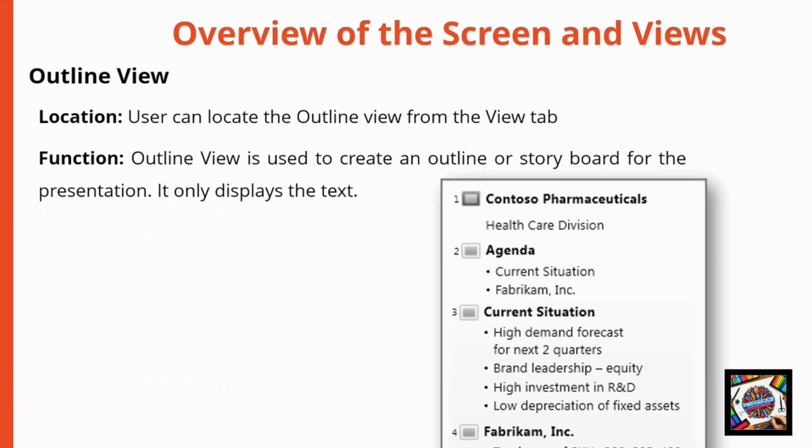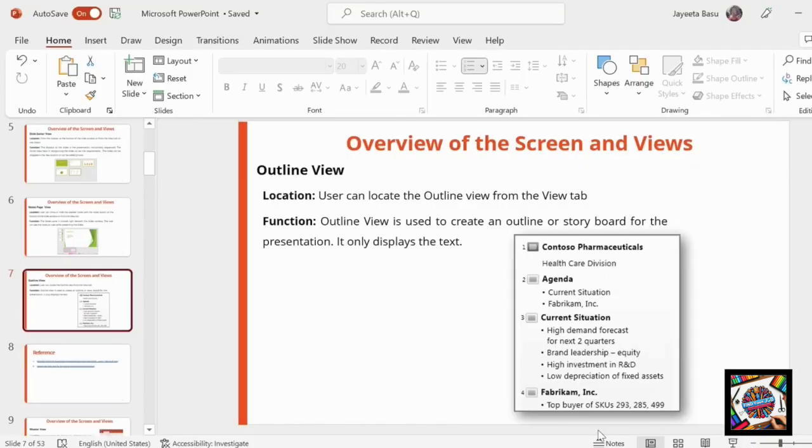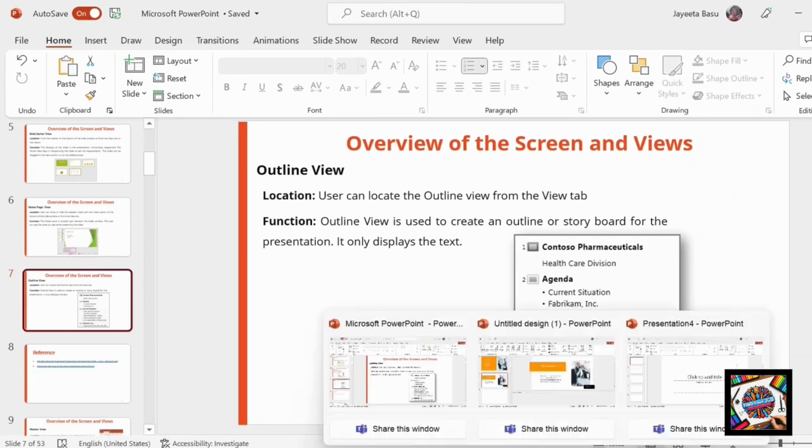So let's say you always will have a storyboard when you're creating a presentation. Here, with the help of the outline view, you can create the same. So let's see how this works. So we'll go back and we will open the presentation.